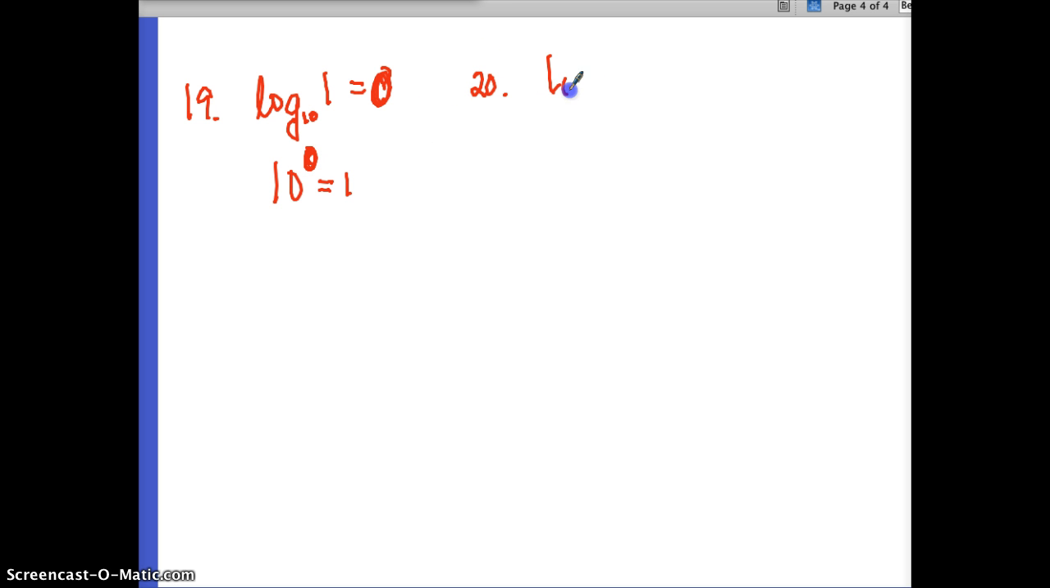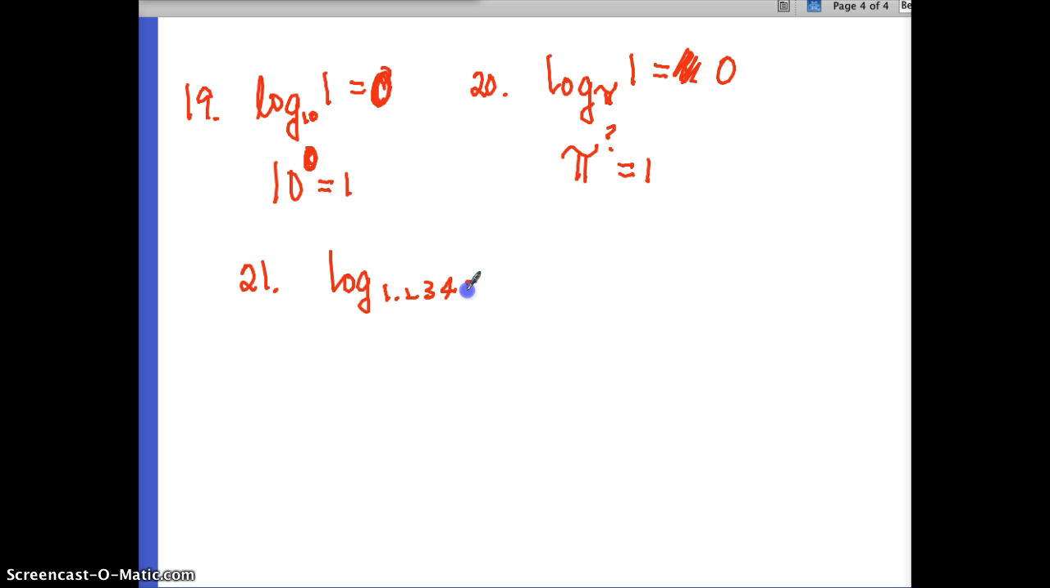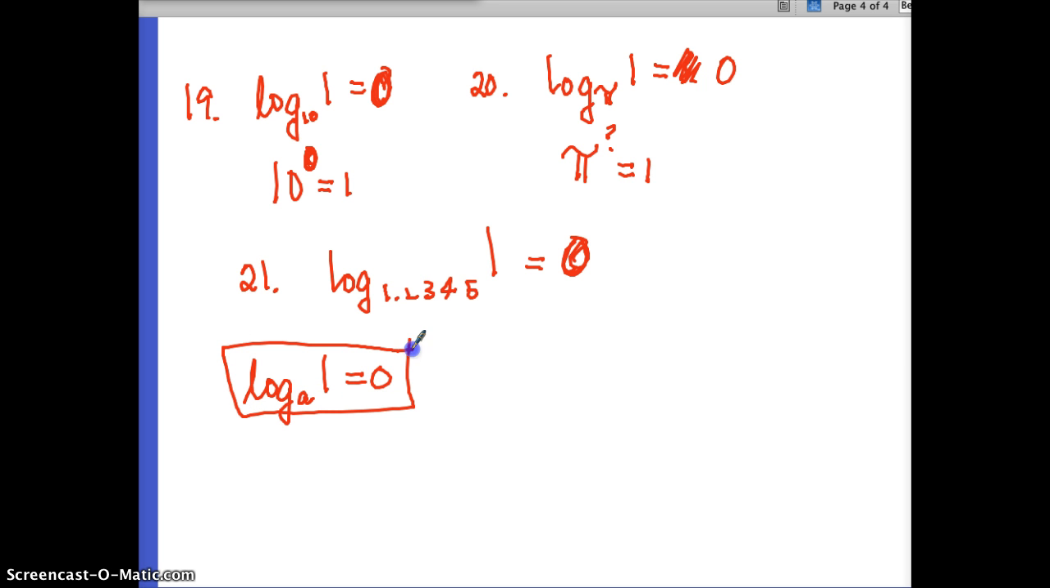For number 20, we have log in base pi of 1, right? We need to know what that is. Well, in other words, pi raised to what power is 1? Well, again, that has to be 0. And for 21, log in base 1.2345 of 1 equals, well, this number to what power is going to give us 1? That's got to be 0. So a logarithm in any base of 1 is going to give us 0.